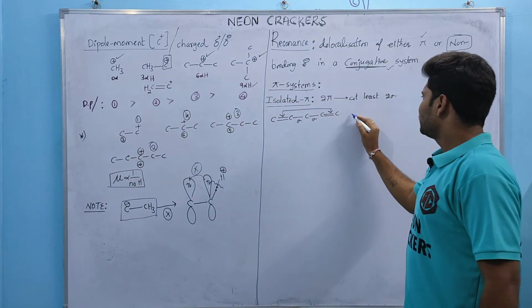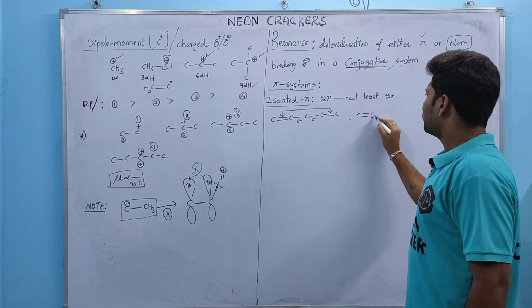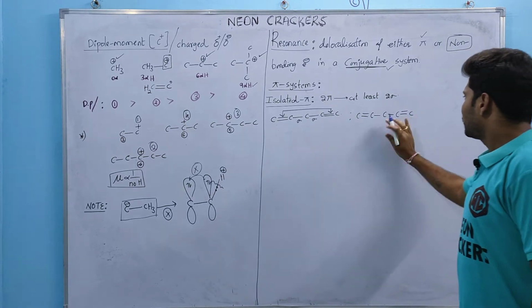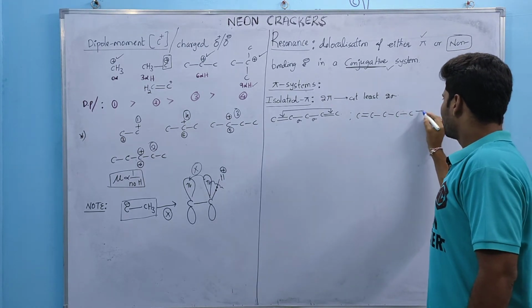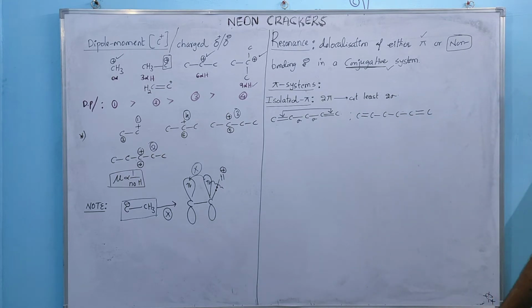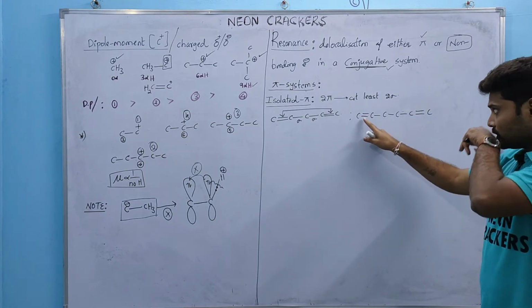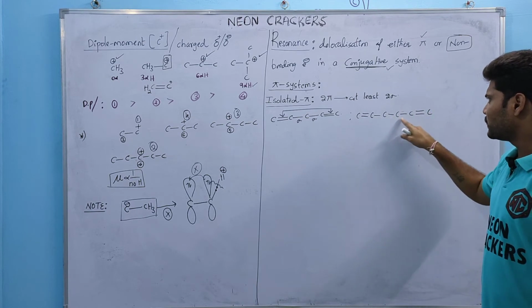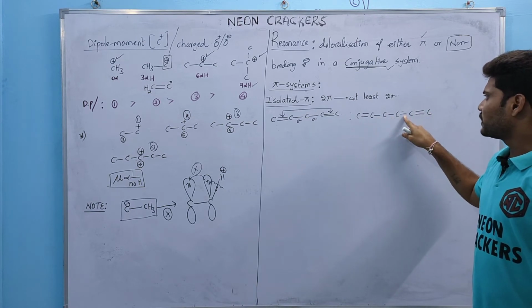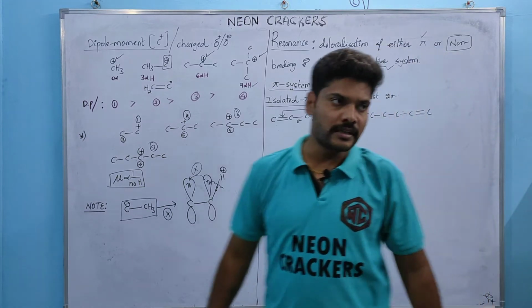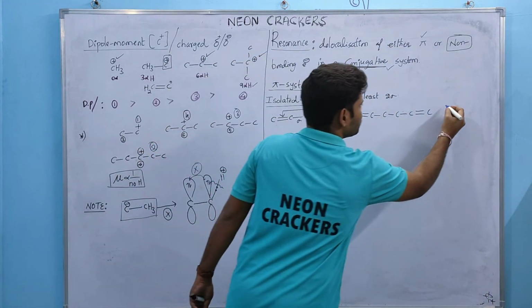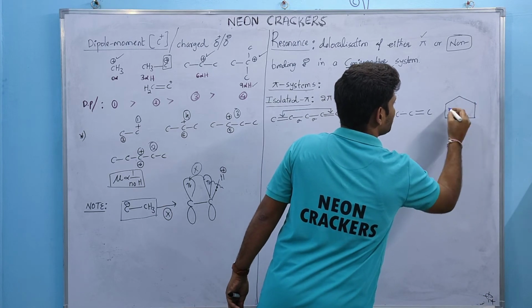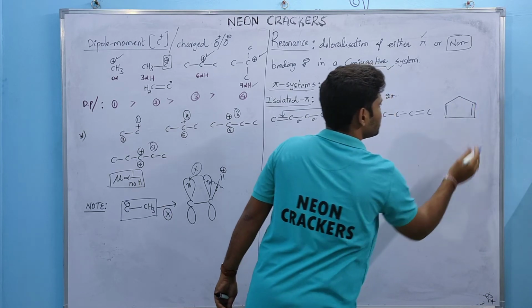You may take any system with at least two pi bonds, like this. Here also, two pi bonds, and sigma bonds are there. One more here: 1, 2, 3. It is separated by three sigma bonds, so yes, it is also isolated. A cyclic system is also possible. Like this, a cyclic system is there.